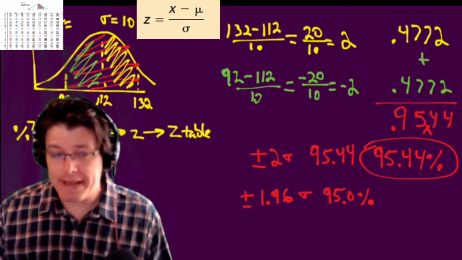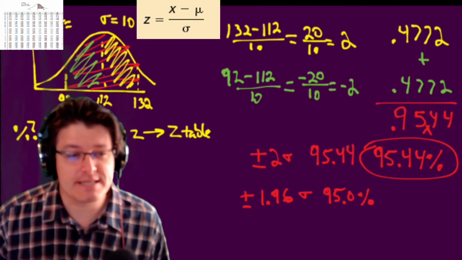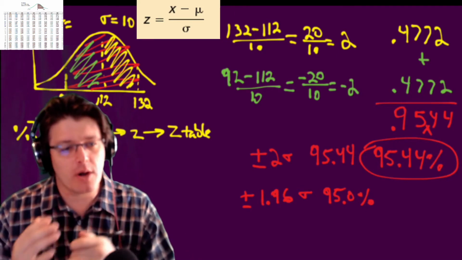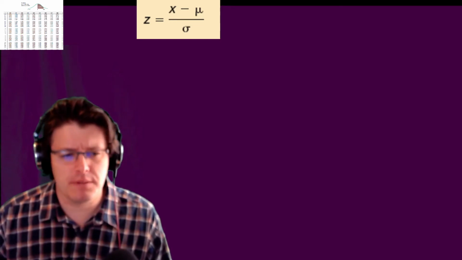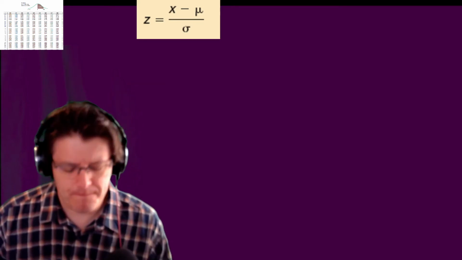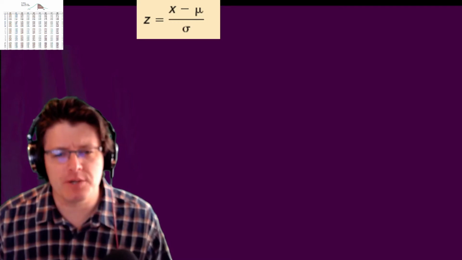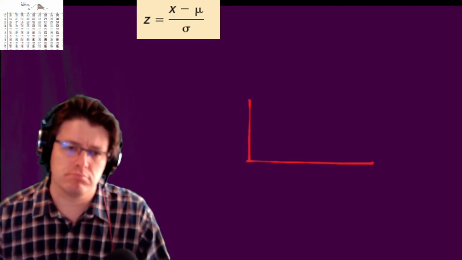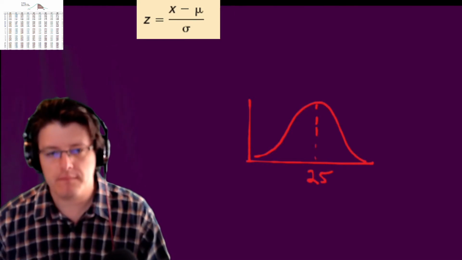Okay, let's shift gears and talk about a different example, and this is probably of most interest to you because you're going to have to do it on the assignment. And that is to go about this type of problem slightly differently, or answer a slightly different question. So let's leave systolic blood pressure behind. Let's say we have a normal population with a mean of 25.